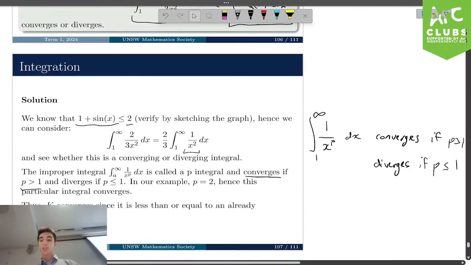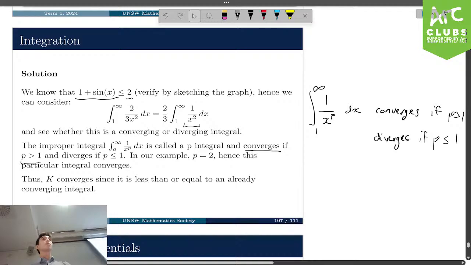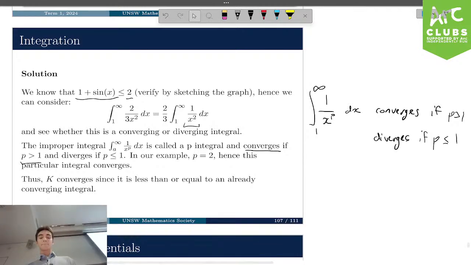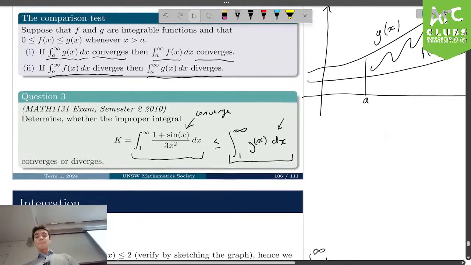Therefore, k converges since it is less than or equal to an already converging integral. Any questions about that? Yeah. The p integral, can you just apply that to just the beginning one since it has an x squared at the bottom? Or you can't?